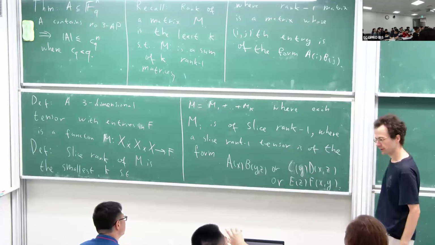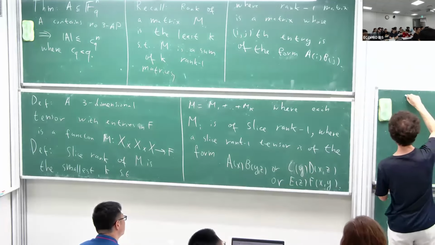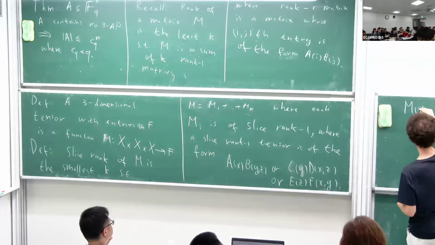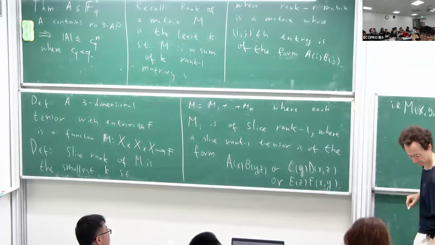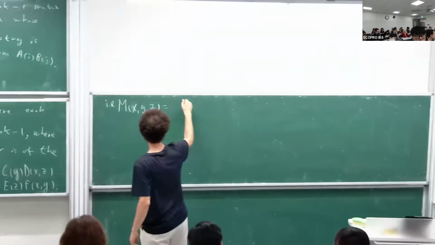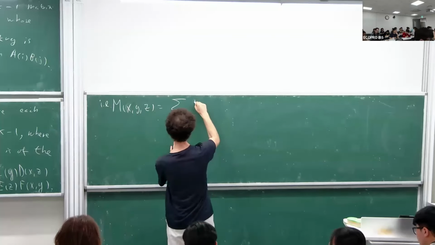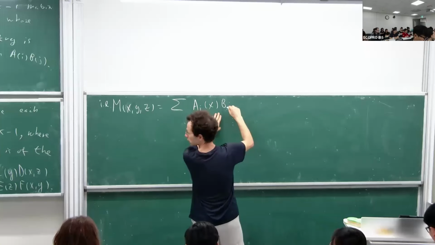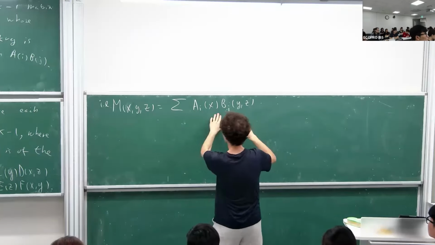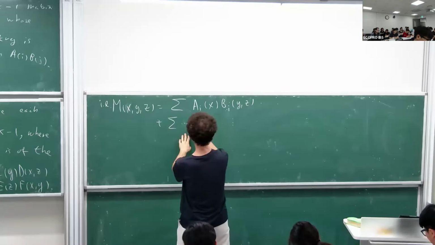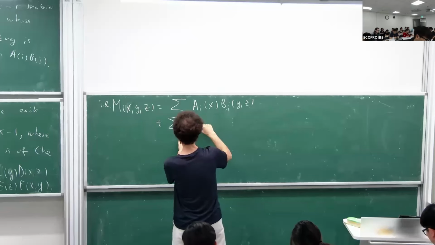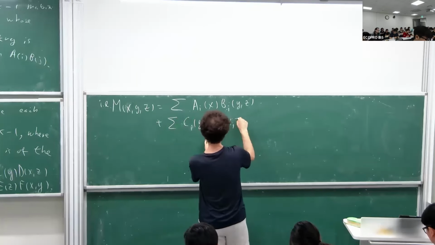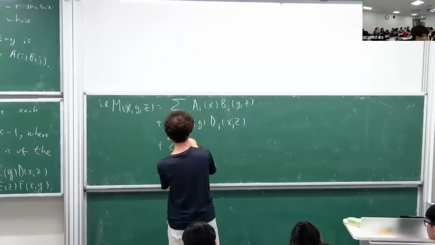Yes, so it doesn't have to be the same. Correct. So in other words, yes, good point. What we're saying is that my m of x, y, z is a sum where we have some terms of the form a_i(x)b_i(y,z), some terms of the form c_i(y)d_i(x,z), and we also have some terms of the form e_i(z)f_i(x,y).